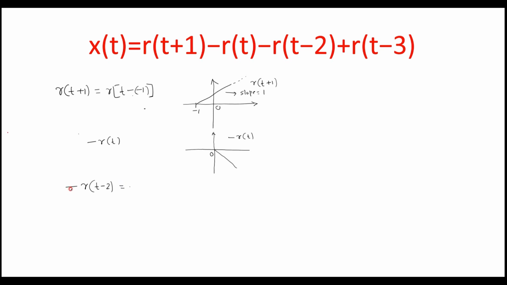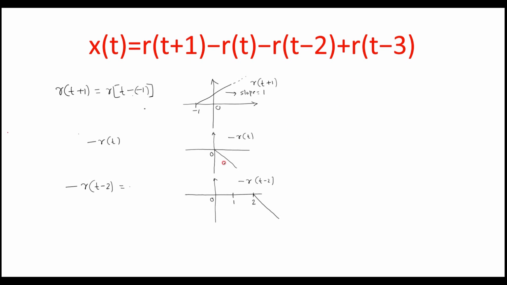Next ramp signal is minus r of t minus 2. Here minus indicates the slope of this ramp signal is minus 1. r of t minus 2 is a shifted ramp signal which is shifted to t equal to 2. This can be represented as, say this is 0, this is 1, say this is 1 and this is 2. So minus r of t minus 2 is, so this is minus r of t minus 2.